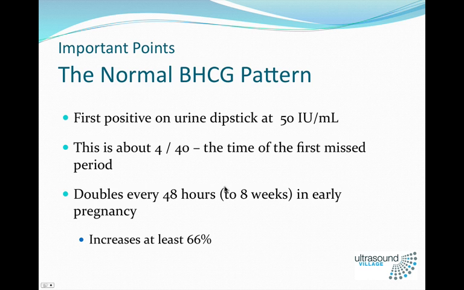Okay? Other important thing is that the beta-HCG doubles every 48 hours, pretty reliably up to 8 weeks in early pregnancy. And the general rules are it must increase, although we say it doubles every 48 hours, occasionally it doesn't quite double, it must increase by at least 66%. If it doesn't increase by 66%, there's a problem with that pregnancy.